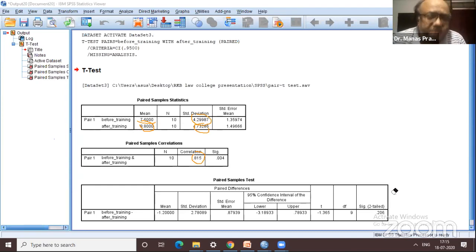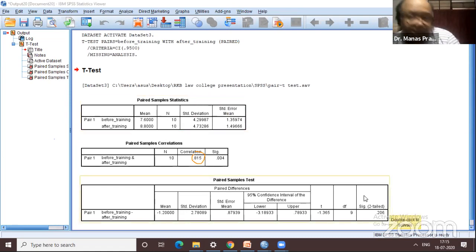It is not increasing. Though in the sample the mean score increases, for the whole population it is not increasing. In this sample you see 7.6 and 8.8, so after training the score increases, but this is not true for the whole population. This is true for only 10 individuals. For the whole population the training is not effective. I'll show one more time.